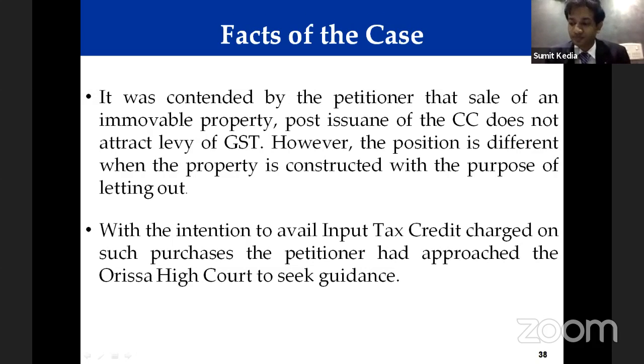Next we come to WeWork. Now, the Appellate Authority for Advanced Ruling in the case of WeWork India Management Private Limited. In this case, the appellant procures goods and services from various contractors for fitting out of the workplaces. I will just explain this ruling.